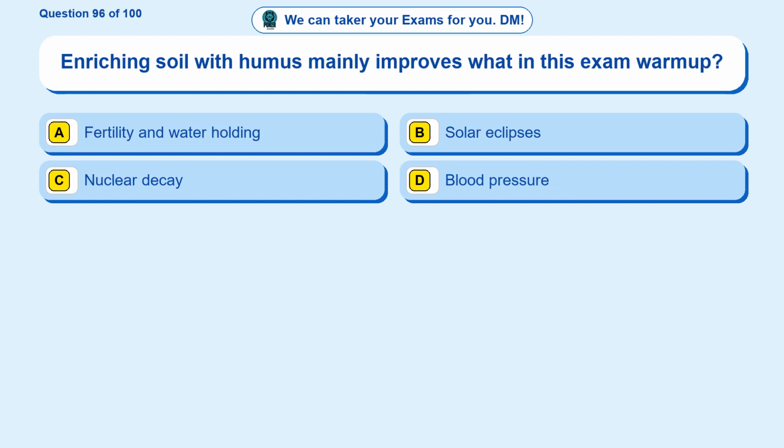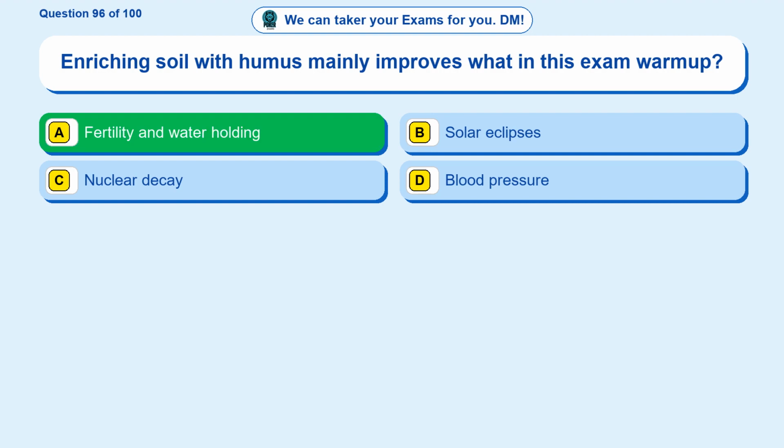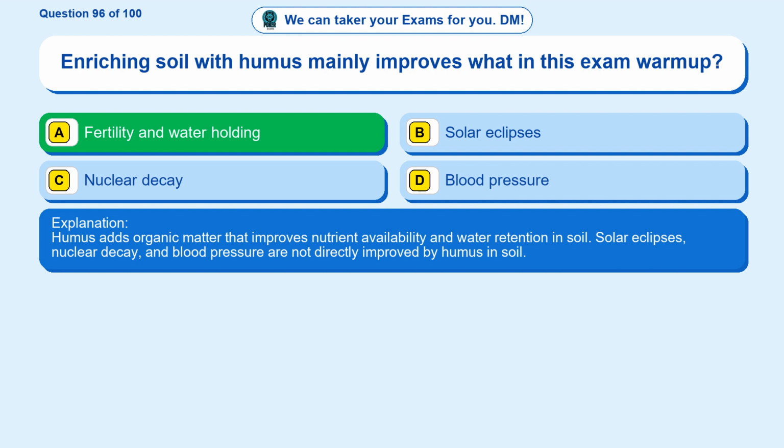Question 96. Enriching soil with humus mainly improves what in this exam warm-up? Option A, fertility and water holding. Option B, solar eclipses. Option C, nuclear decay. Option D, blood pressure. The correct answer is option A. Fertility and water holding. Humus adds organic matter that improves nutrient availability and water retention in soil. Solar eclipses, nuclear decay, and blood pressure are not directly improved by humus in soil.